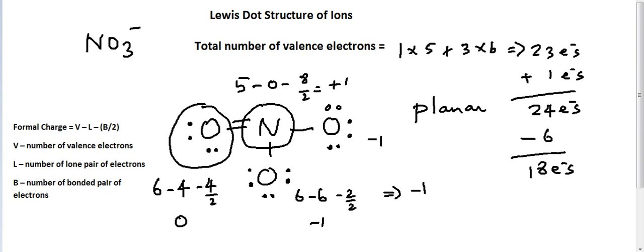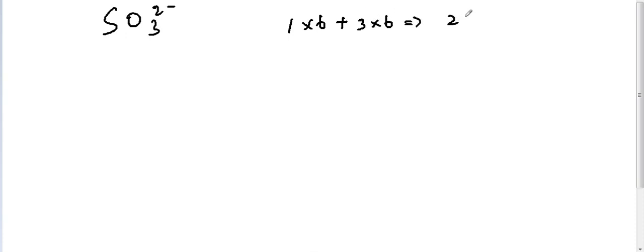We'll see another example. We'll start with SO3 2 minus. In this case, the total number of valence electrons is 1 into 6 for sulfur plus 3 into 6 for oxygen, which is 24 electrons. We add 2 electrons as the charge over the ion is minus 2, so totally 26 electrons. Among these, sulfur is the least electronegative, so we make it the central atom.